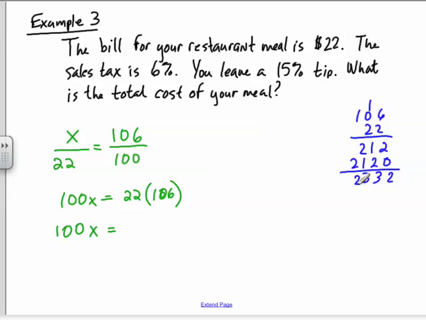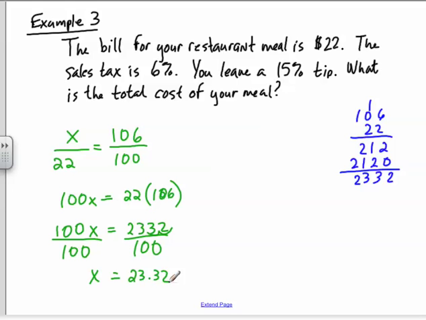Sweet. So now I've got over here to the left 2332. I'm going to divide by 100. And everybody knows when I divide by 100, I move my decimal point 2 places to the left, and I get $23.32. Now that's how much my meal cost. That's the cost of the meal plus tax.